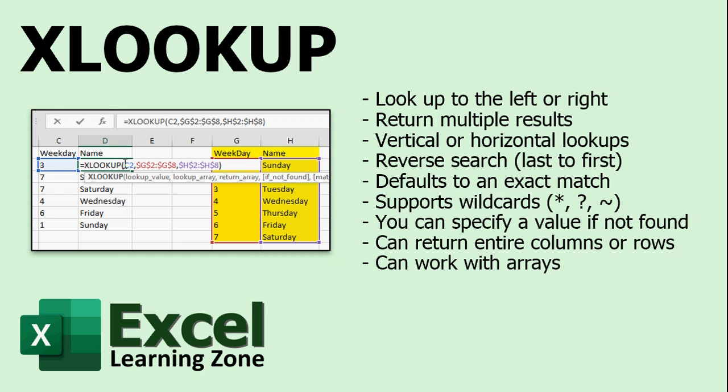XLOOKUP replaces both VLOOKUP and HLOOKUP, so you can do horizontal or vertical lookups. You can do reversed searches, so look from last to first instead of first to last. VLOOKUP starts at the beginning of the list and just goes down. XLOOKUP can go backwards. XLOOKUP defaults to an exact match, so it'll find the exact value. There is also the optional for the approximate match. XLOOKUP supports wildcards, which is great because you can have a part of a string to look for. You can specify a value if it's not found in the list, so you can put in there "not found" or whatever instead of getting an error. You can return entire columns or rows, and XLOOKUP works with arrays.